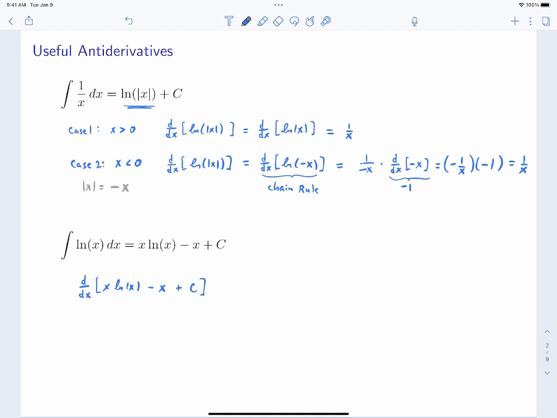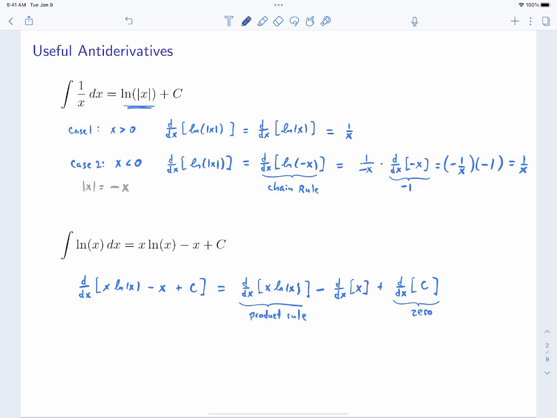Okay, so we're going to break this apart into the derivative with respect to x of x ln of x, it's supposed to be an n, minus the derivative with respect to x of x plus the derivative with respect to x of the constant c. Well, the derivative of this constant is going to be 0, so we don't need to worry about that. The first derivative here, the derivative of x ln of x, for that we're going to use the product rule.